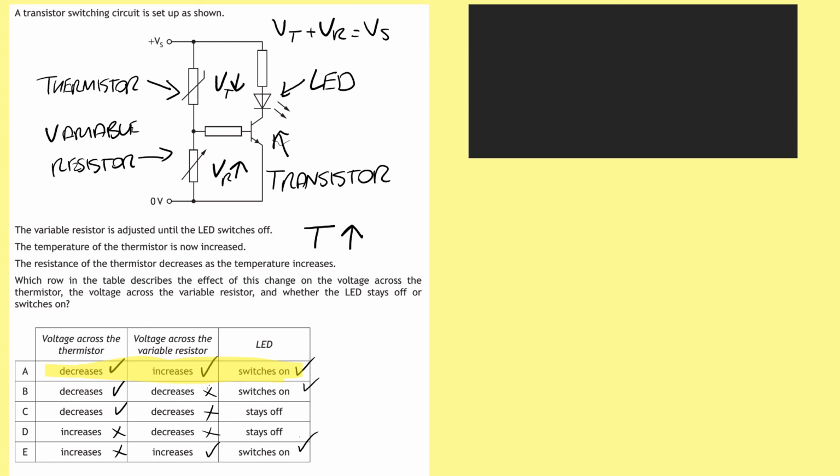So temperature goes up, resistance of the thermistor goes down. Voltage across the thermistor goes down. Voltage across the variable resistor goes up. Transistor switches on, LED is on. Now, when you're doing the analysis, it's quite useful to write this down in bullet points. But if you're asked to describe how the circuit operates in a National 5 unit assessment, you will be expected to write in sentences. So here would be our bullet points.